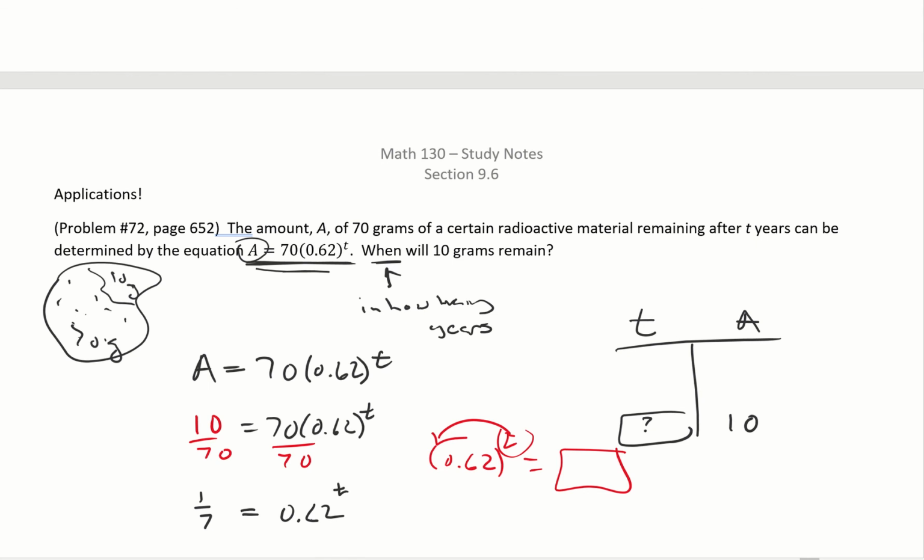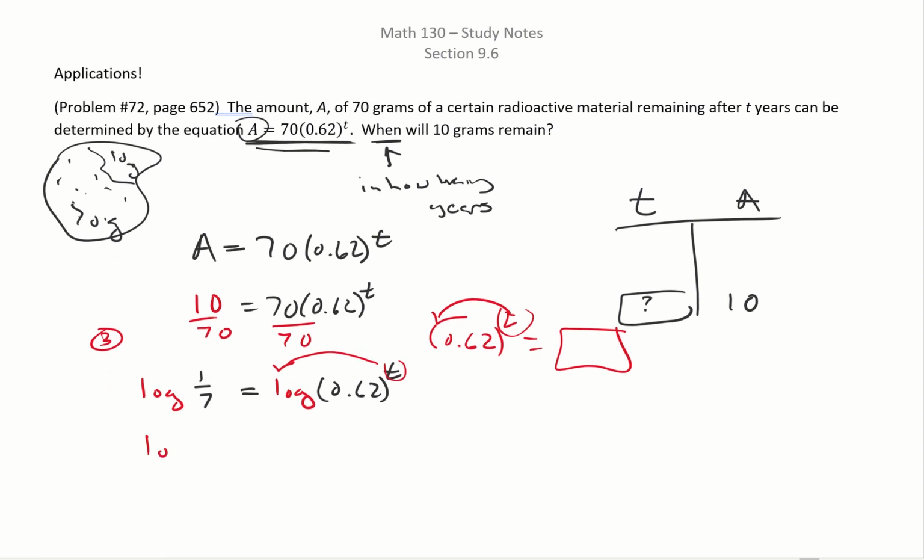All right, let me move them over, because what's the next move, everybody? Get Kitty out of the tree. I got to log both sides to make that happen. And watch property 3 happen. This guy's going to crawl down out of the tree. So we have log of 1/7 equal to t times log of 0.62. How do I get t alone? Divide both sides.